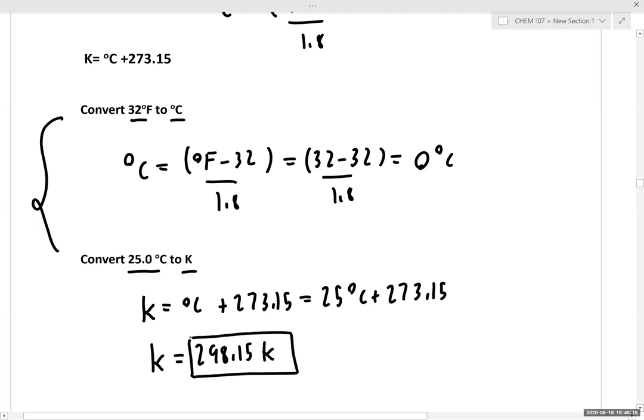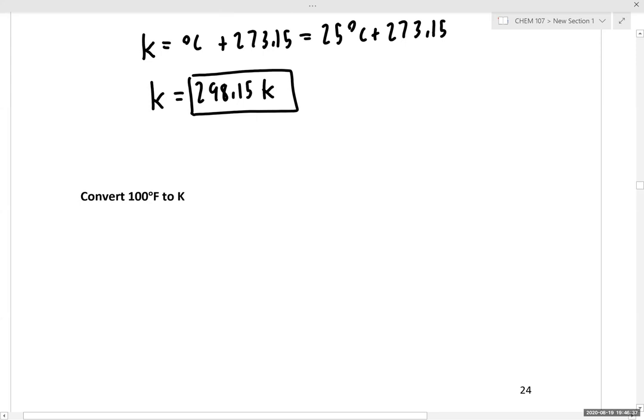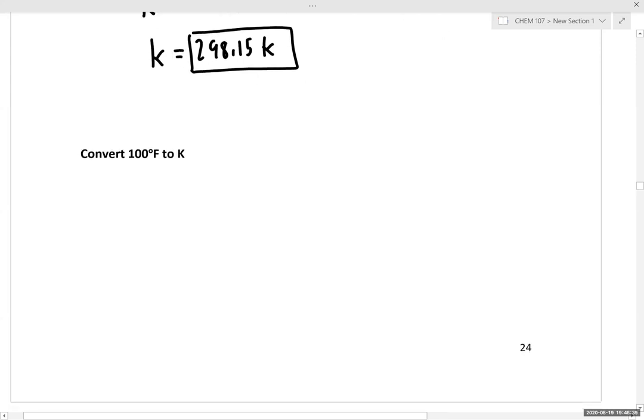Professor, for the one above it, what did we do with the 1.8? Does that not matter anymore? You still divide by 1.8, but 0 divided by 1.8 is still going to be 0. Does that make sense? Thank you. Perfect. Now let's put together these two unit conversions and do a multi-step conversion. This time I'm asking you to convert 100 degrees Fahrenheit to Kelvin. Let's spend about 2 to 3 minutes on this example and then we'll discuss together.